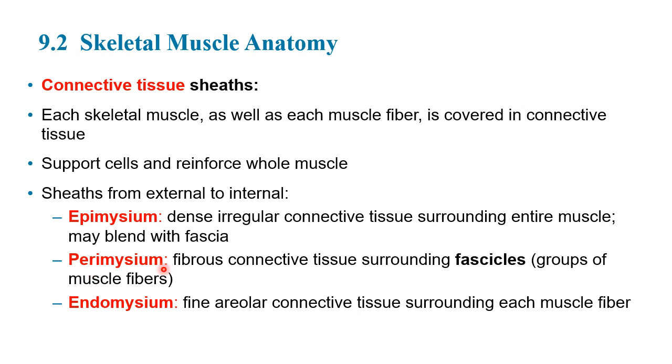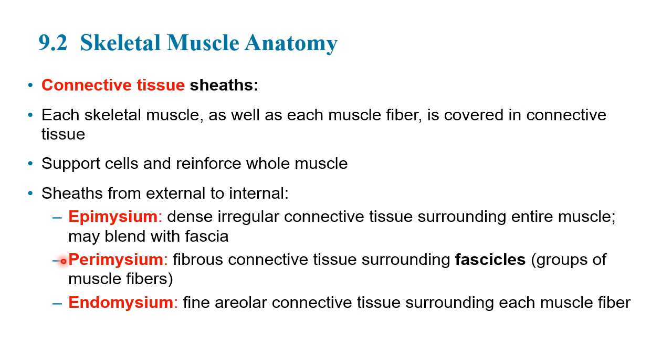Of course, we do have pictures to show that. Okay, so then you have this perimysium. They're going to be surrounding the fascicles. And as we see, fascicles are groups of muscle fibers. And then you have this endomysium. And this endomysium is different than the other two connective tissues.